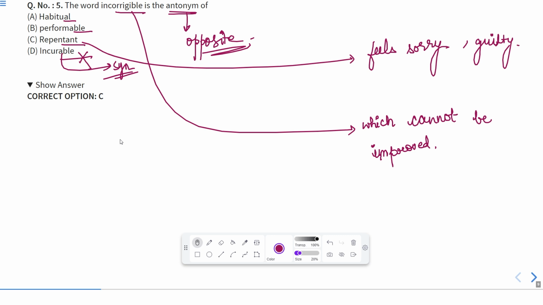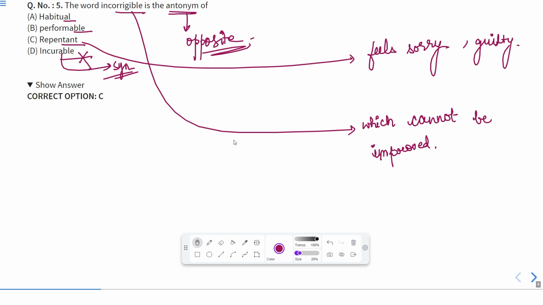Performable means who can perform. So that does not have any meaning over here. Habitual means one who has a habit of something. So incorrigible is consistent, that he cannot be improved. So that is repentant. Repentant can be the antonym of this word incorrigible. Okay, so here C is the correct answer.